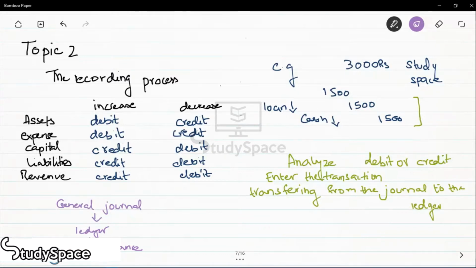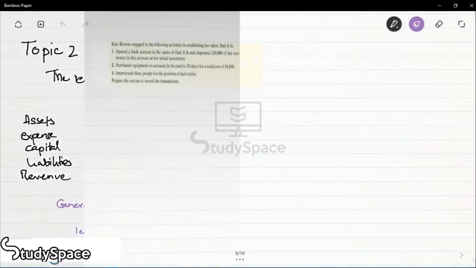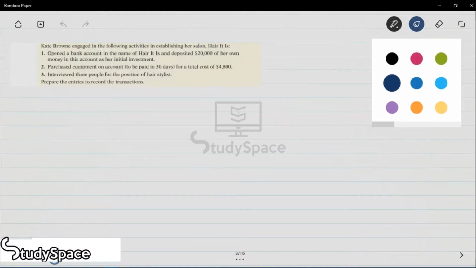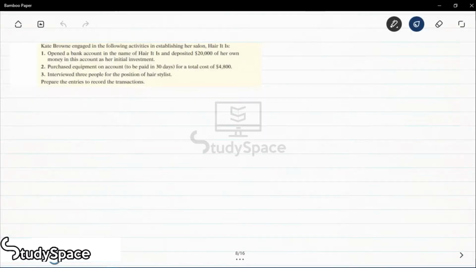Now, moving forward, we will look at an example of a journal entry and then we will try to solve this question. So first off, as we can see, we've been given a few transactions that we have to go through before we can solve this question. So our first transaction is that Kate Brown opened a bank account in the name of the company and deposited 20,000 of her own money into the company.